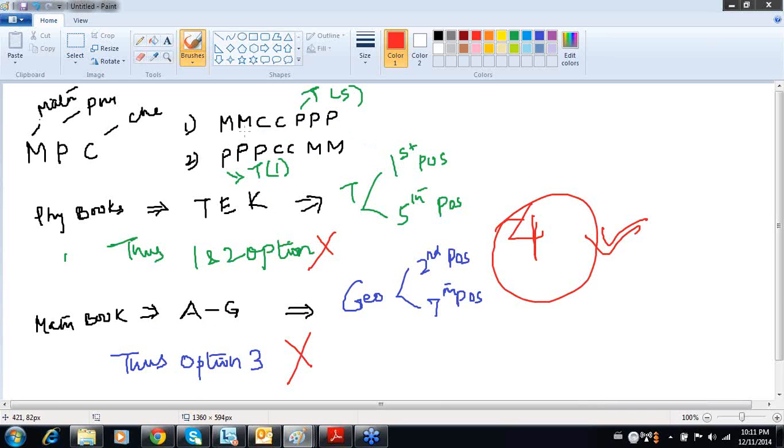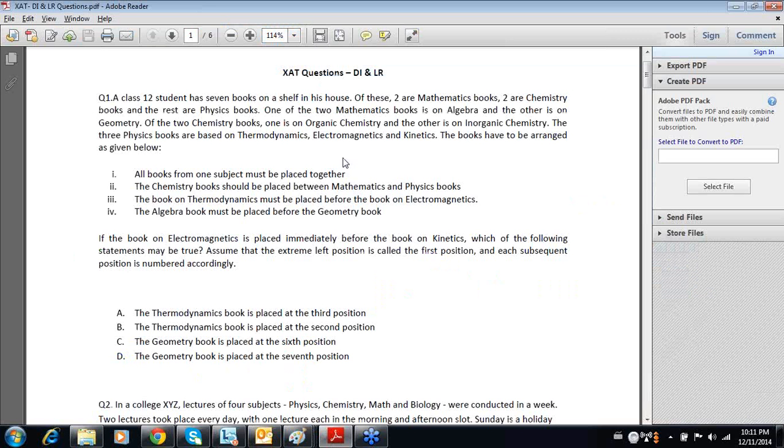So what are the 2 conditions we have? First, 2 mathematics books, 2 chemistry books, and 3 physics books. And the second is 3 physics books, 2 chemistry books, and 2 mathematics books. Okay, that's done. So we have taken care of the first 2 conditions.